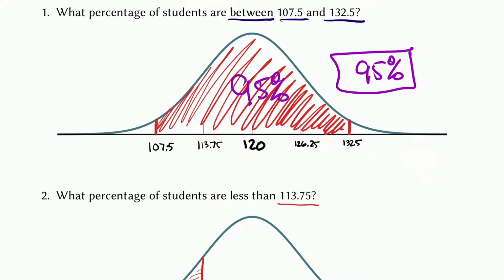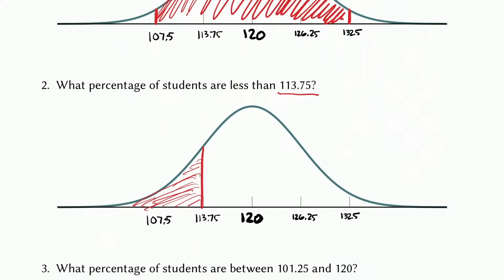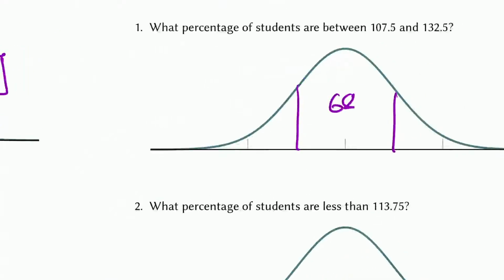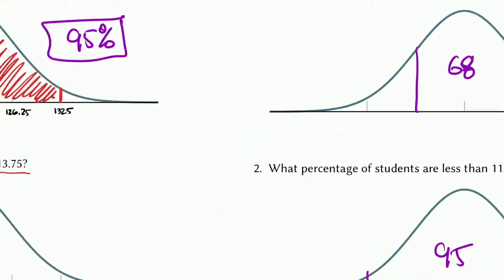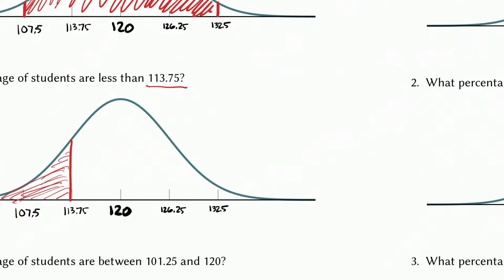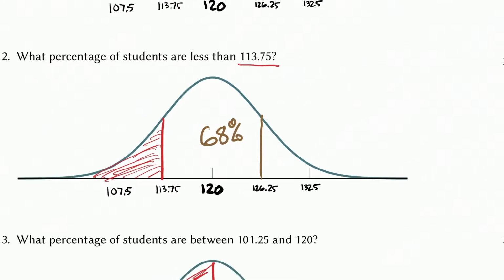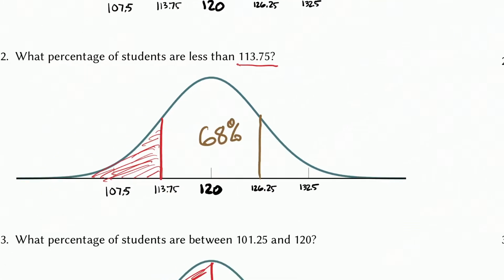Okay, next. What about less than? Ooh, this one's going to be difficult because I'm going to have to do a little bit of arithmetic here, but I think we can handle this. So here's what I'm going to do is I'm going to say, you know, that is kind of related to this 68 here. And the reason why I say that is because if I were to draw this line right here, you can see that this is 68% in the middle. That's not my answer, by the way. That's just what's in the middle.